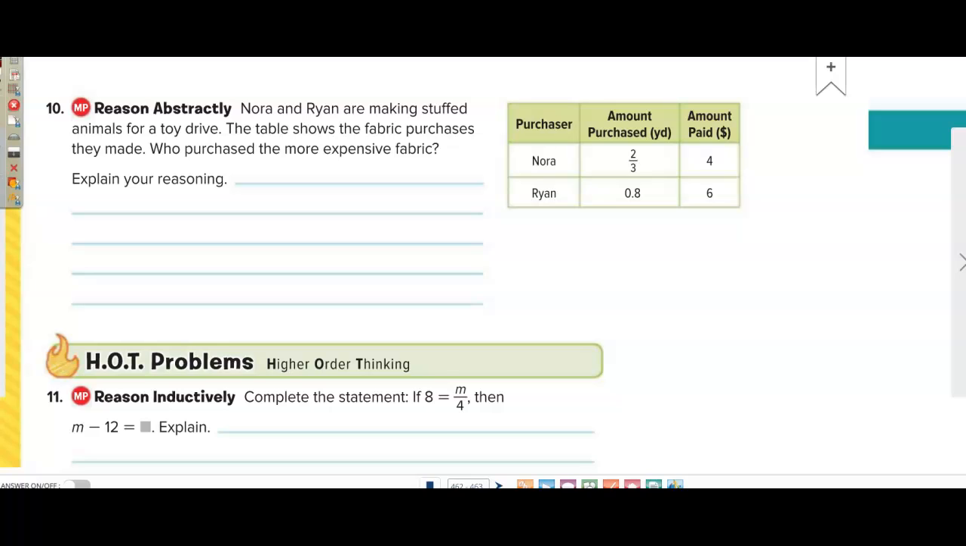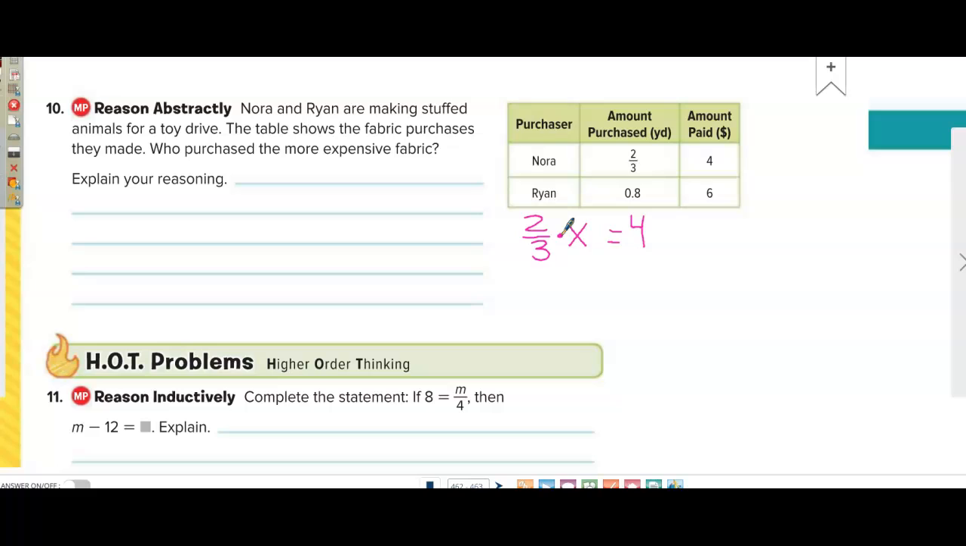The table shows the fabric purchases they made, who purchased the more expensive fabric, and then we have to explain our reasoning. So over in the table, we know that Nora purchased 2/3 of a yard, and she paid a total of $4. So we would take our 2/3 of a yard times the cost per yard, which we don't know, so that's going to be our variable x. And since we would multiply those to figure out our total cost, which is $4.